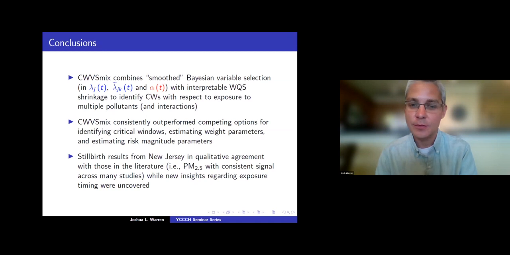So I'm working with the group at Emory here on extending this framework to allow the windows themselves to vary by something like socioeconomic status or race ethnicity or other individual level factors. So there's this effect modification floating around now, plus the mixtures. So it's becoming a really big task to do all of this in a single framework, but we're trying to take baby steps essentially.